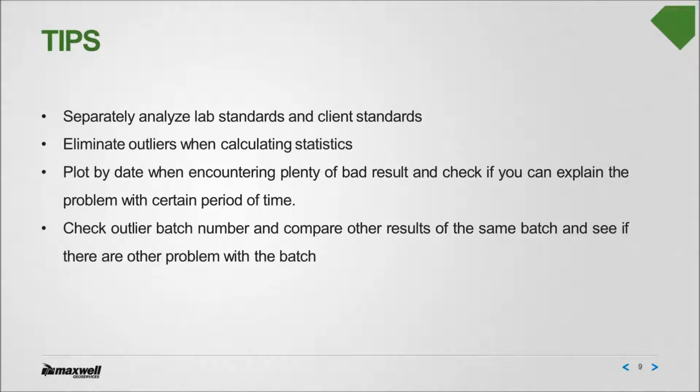Check the outlier batch number and compare other results of the same batch to see if there are other problems with the batch. When you're plotting, if you encounter bad repeats or bad standards, check the repeats and other parts, and see if the same batch number has different problems. Then you can come to a conclusion that the batch should be accepted, rejected, or re-assayed.